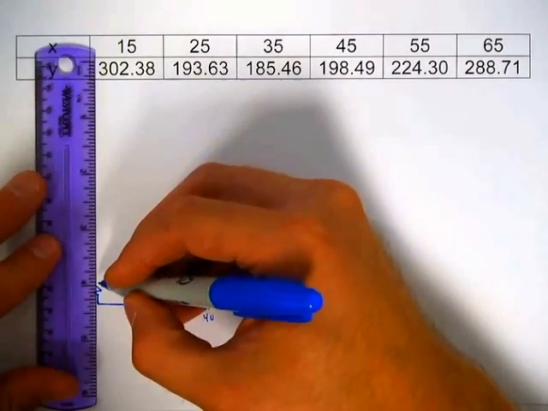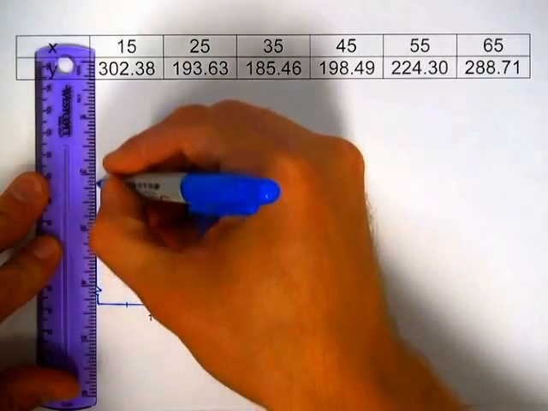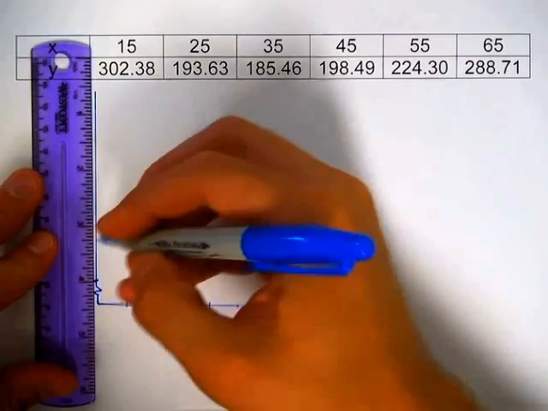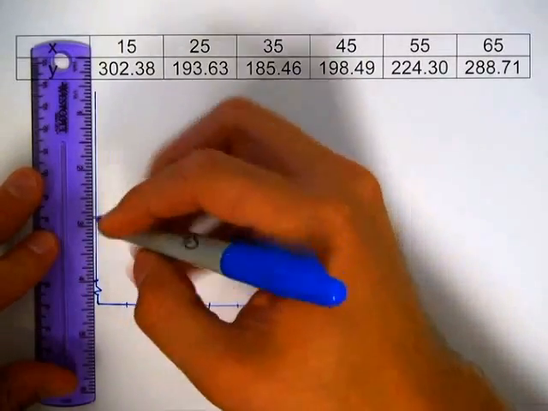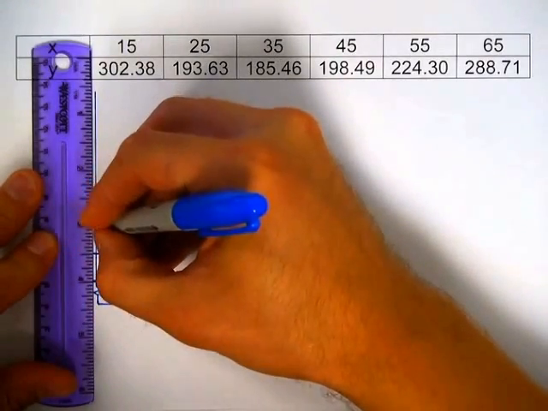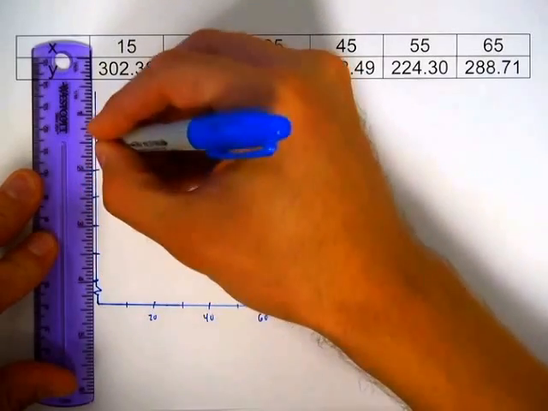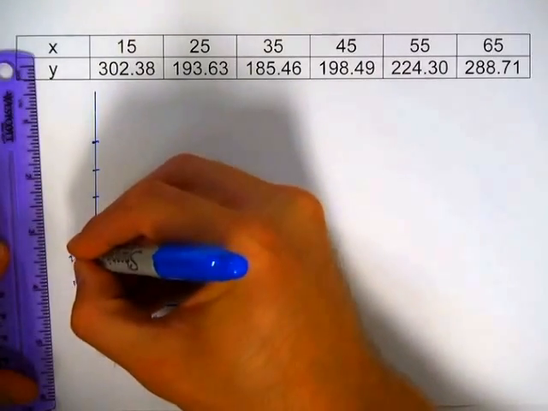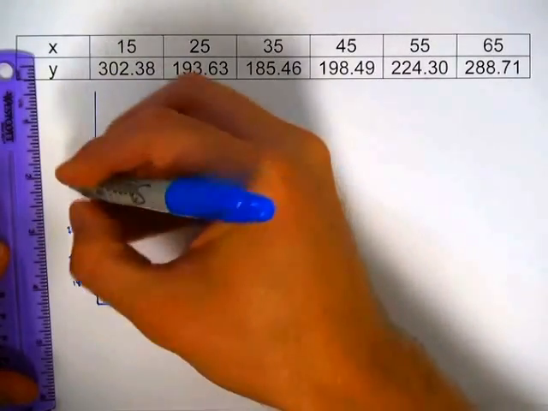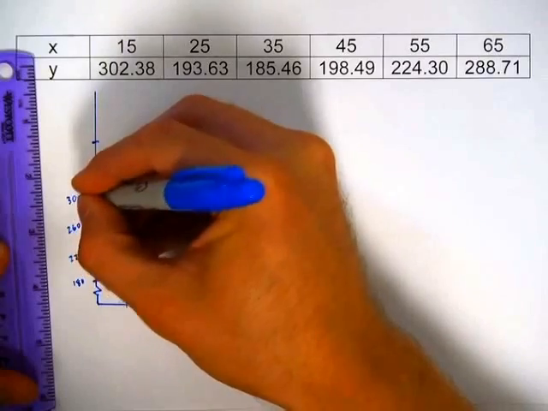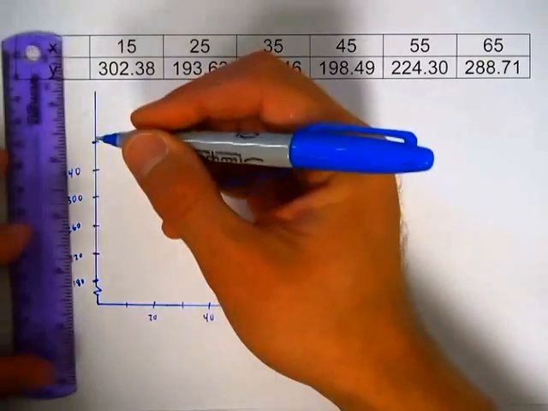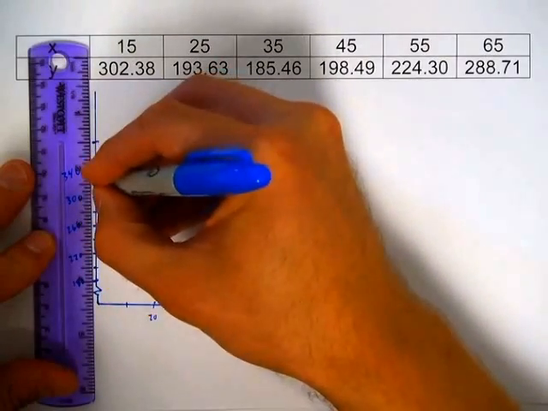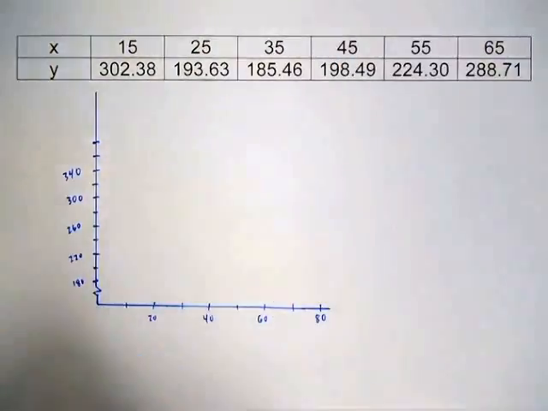Okay, so let's go up. Okay, and I'll start here at 180, and what I'll probably do is count by 40s. Alright, so 180, 220, 260, 300, 340, and let me just mark between them also. Okay, so now let's go ahead and start plotting the points.